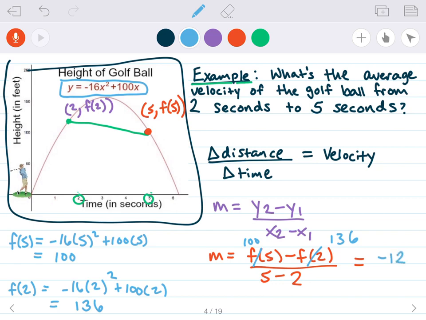Now, what are my units? Well, velocity is distance over time. And so my units on top is my distance, which is given by the y value. So it's going to be feet. And then on the bottom is time. And my unit for time is seconds. So this is going to be negative 12 feet per second is the average velocity between these 2 points.